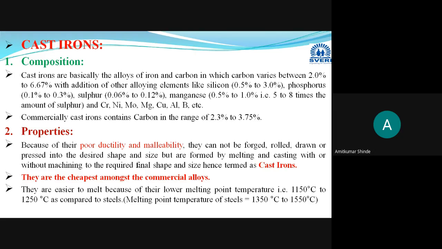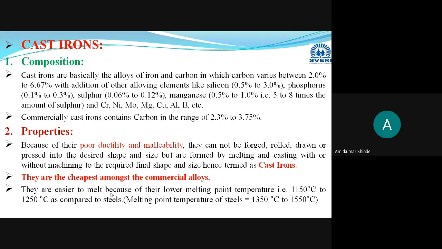Okay, then after this, related to cost, if you compare these alloys with steels, they have a much lesser cost. You can write like this: they are the cheapest among the commercial alloys. Whichever commercial alloys are available, these have the lesser cost. This is another property. Then the next property is that they are very easy to melt.